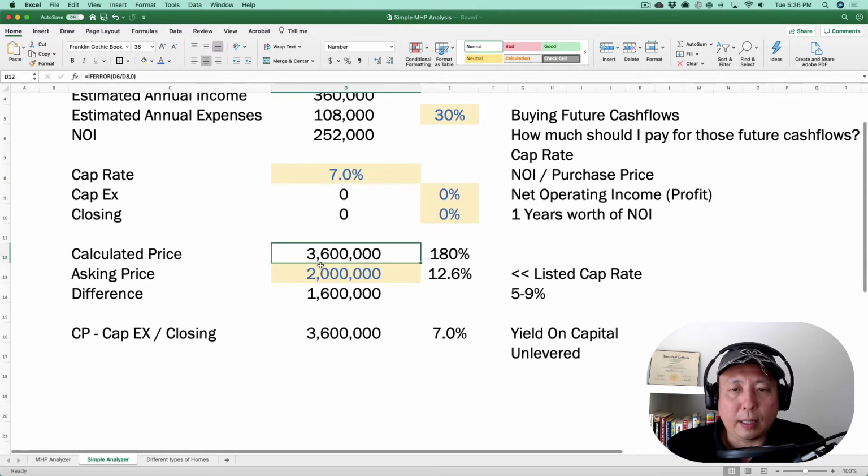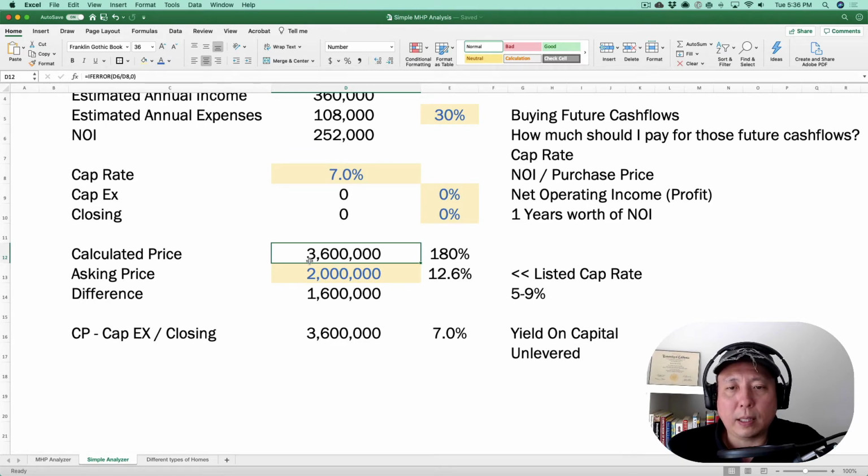So our calculated price for this investment is $3.6 million. Let's just say that the asking price is $2 million. This is being offered for a lot less than what we'd be willing to pay for it. So there's actually $1.6 million in value that we're getting right off the bat. So at least on the surface, this looks like a screaming deal.